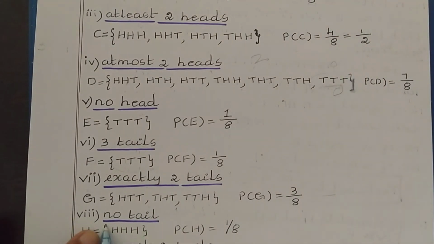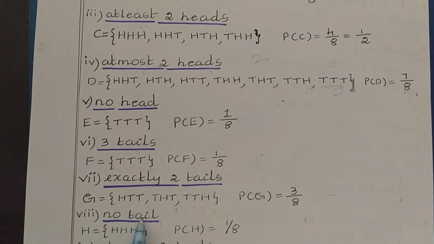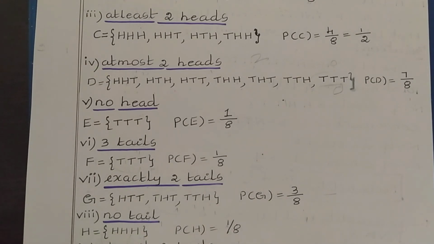Next, probability of getting no tail. No tail means we can have here only one outcome, that is HHH, which satisfies this. In all other outcomes we have a tail, so that we can't take. So one outcome here satisfies this condition. 1 divided by total outcomes 8, 1 by 8.